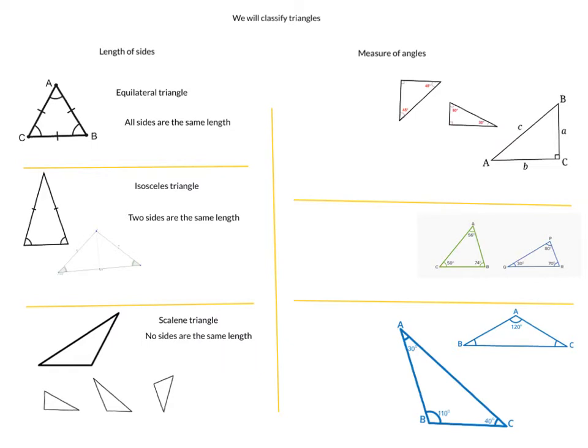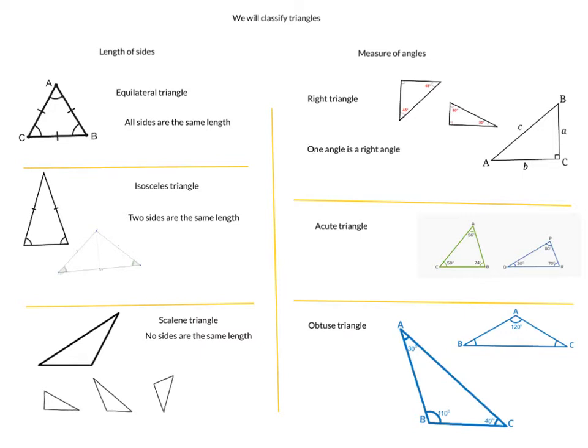A scalene triangle has no sides the same length. So if you look at these examples, none of the sides are the same length. So every single triangle is either an equilateral triangle, an isosceles triangle, or a scalene triangle. Now every triangle can also be classified by the measure of its angles. So that means in addition to being either an equilateral, isosceles, or scalene triangle, every single triangle is either going to be a right triangle, an acute triangle, or an obtuse triangle.